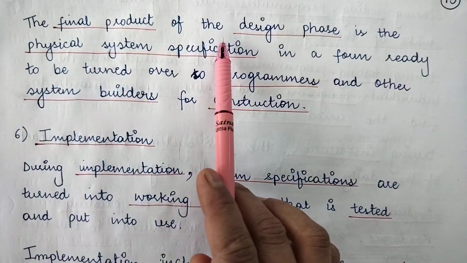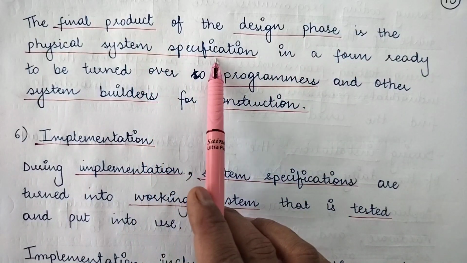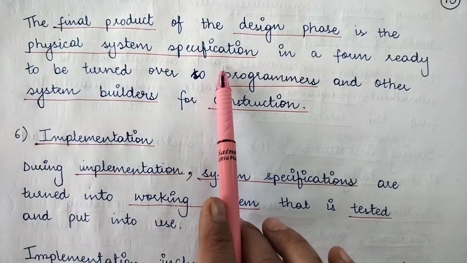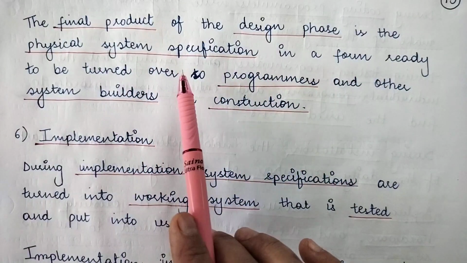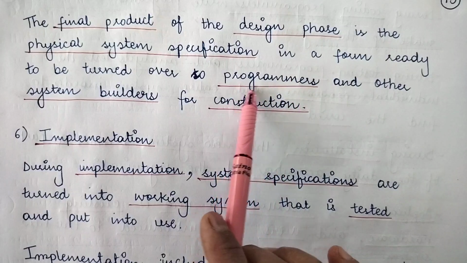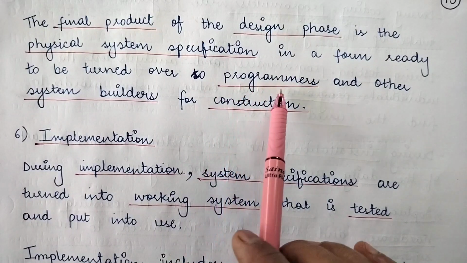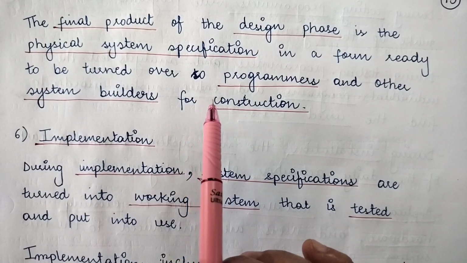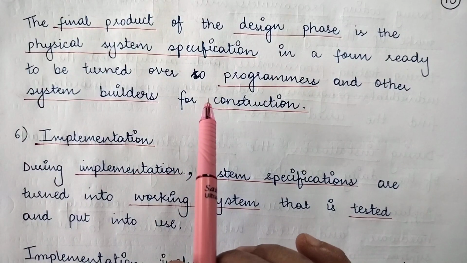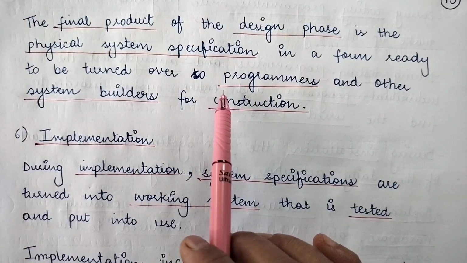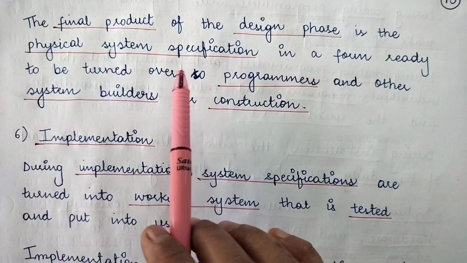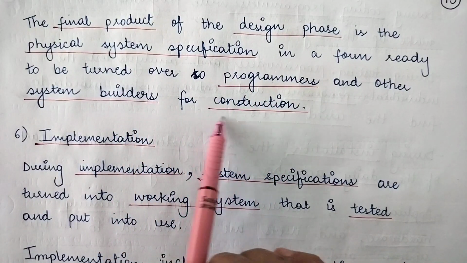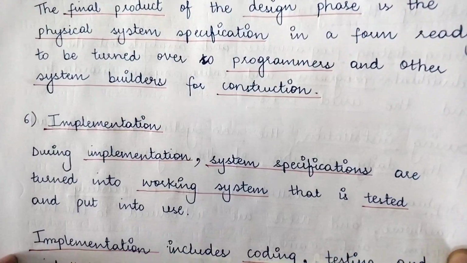The final product of the physical design phase is the physical system specifications. That means, at the end of this physical design, we finally come up with the physical system specifications, which are in a form ready to be turned over to the programmers. Now, the programmers are ready to take over, because now they know what the software requirements are, what the hardware requirements are, what modules of the system would be, and what logic is expected out of the system. So they are in a form ready to be handed over to the programmers and other system builders, that means the team of programmers, for the final construction of the information system.